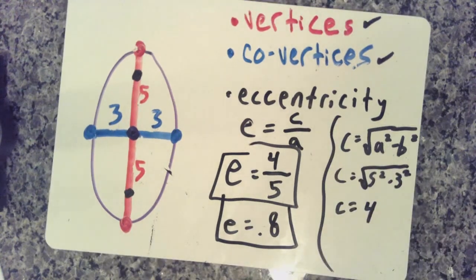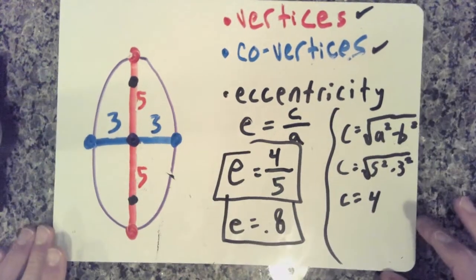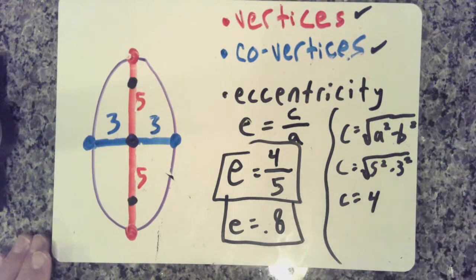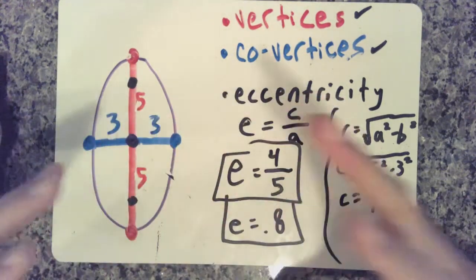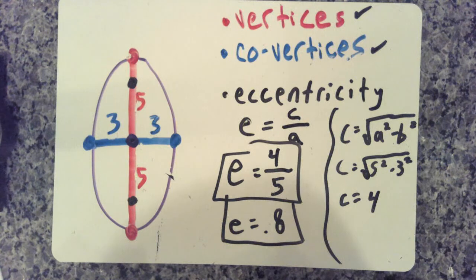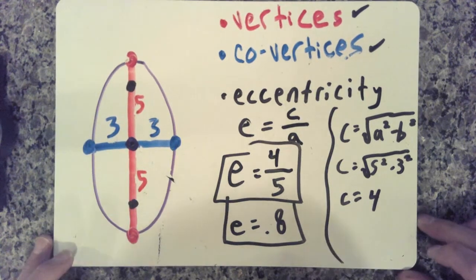Now, what the eccentricity does is it compares the thickness of the actual ellipse. That's kind of what the eccentricity is there. Okay, and those are the last 3 terms for ellipse.